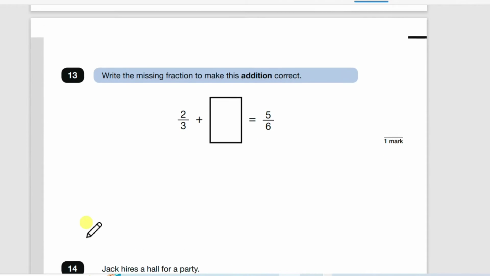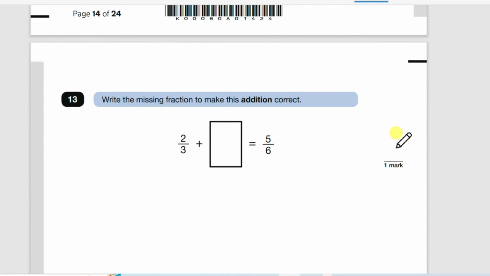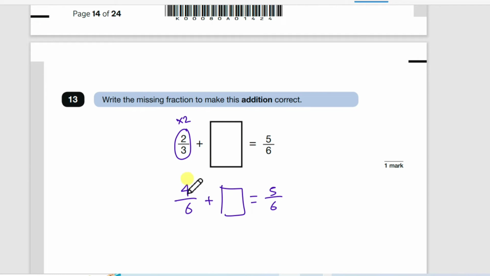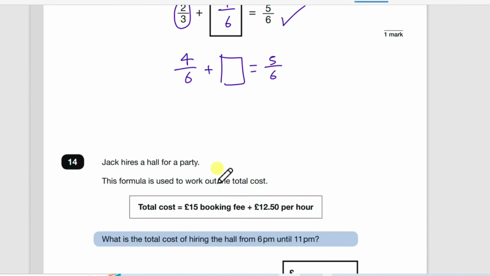Now 13. Write the missing fraction to make this addition correct. So 2/3 plus something gives us 5/6. For all fractions, when you add a fraction, you need to have common denominators. So the trick is to first circle this fraction and ask yourself, how do we make this over 6? Well, we could double this, so we times it by 2 up and down to get 4/6 plus something will give us 5/6. We can just add 1 to 4 now to get 5, so it's going to be 1/6. And that's it.